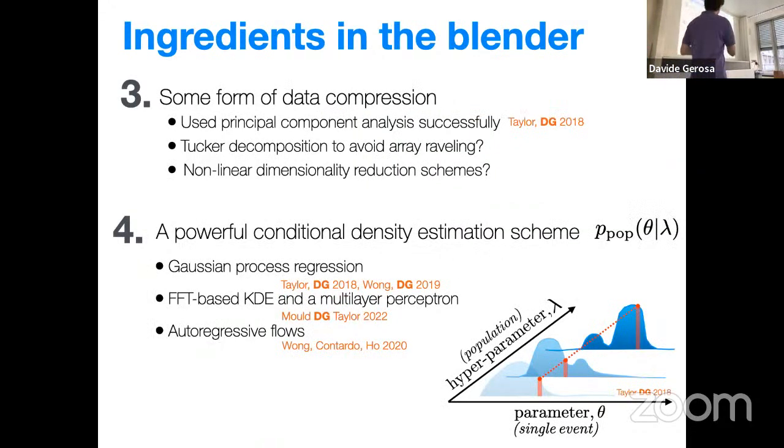You are likely going to need some form of data compression for what comes later, because you cannot possibly parse all the outputs of these simulations. We've used principal component analysis quite successfully here. We are messing around with nonlinear dimensionality reduction now, though it's not working, but maybe it will work one day. Then point 4, you need a conditional density estimation scheme.